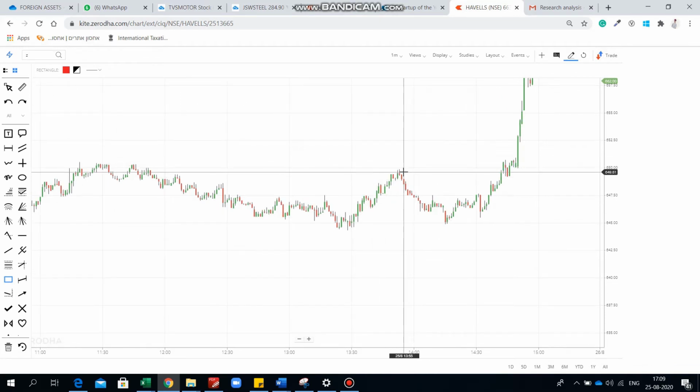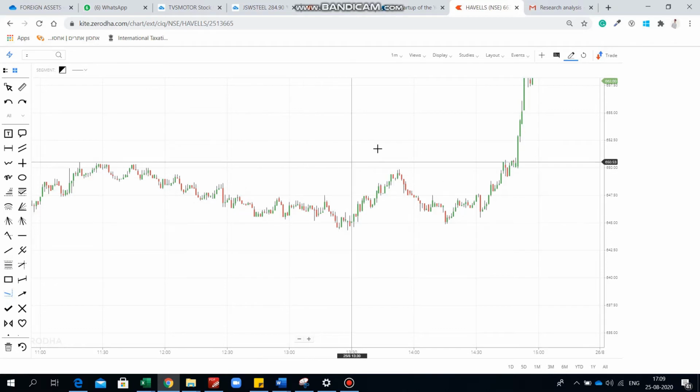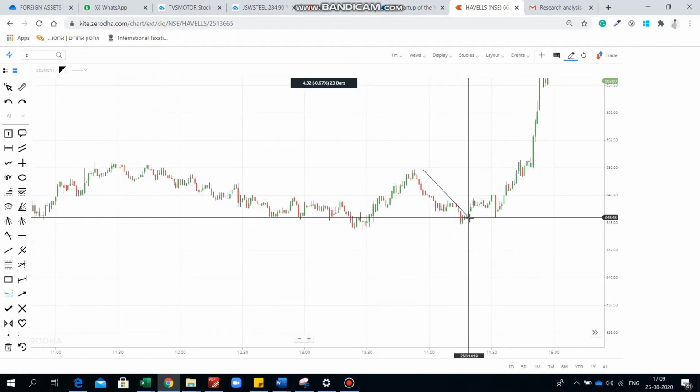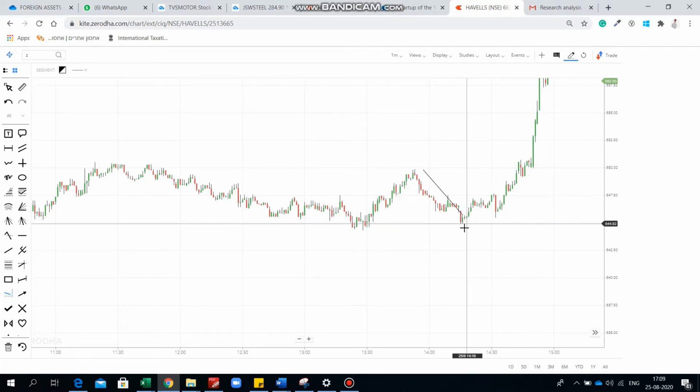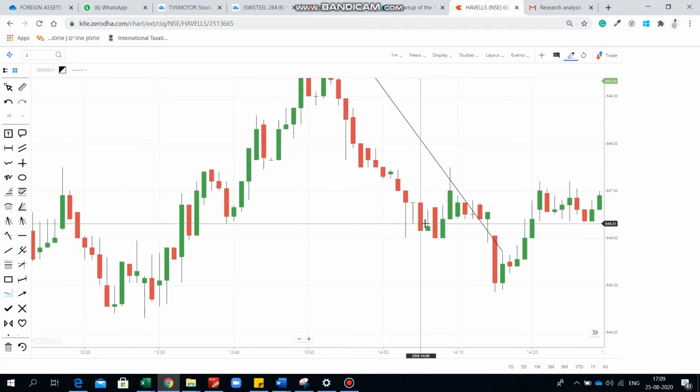So downtrend means the prices have started going down. If you see, the prices are going down from this point. After this candle it has started moving up, which means this is a preceding downtrend.